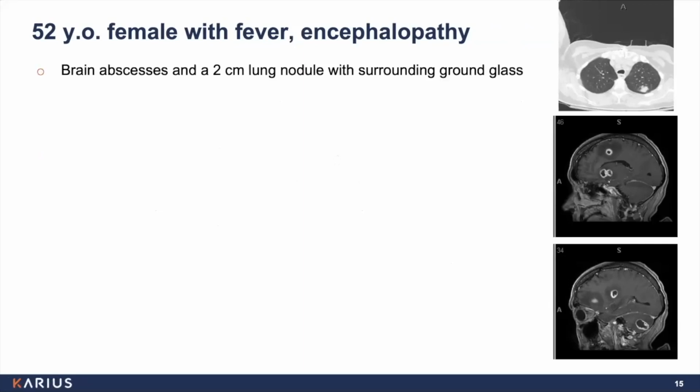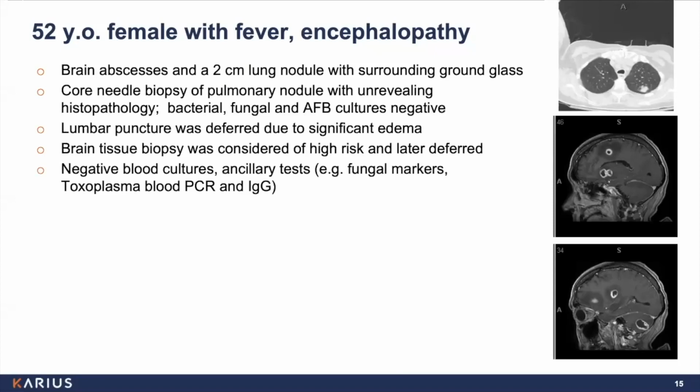This is a 52-year-old female who presented with fever, encephalopathy, and a total of 13 brain abscesses up to 2 centimeters in her brain, and a 2-centimeter lung nodule surrounded with granulomas in her lung, as you can see in the images. Now, she did get a core needle biopsy of the pulmonary nodule, but it was pretty unrevealing in the histopathology, and the bacterial, fungal, and AFB cultures were negative.